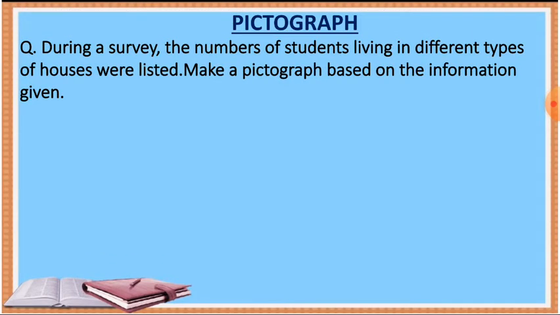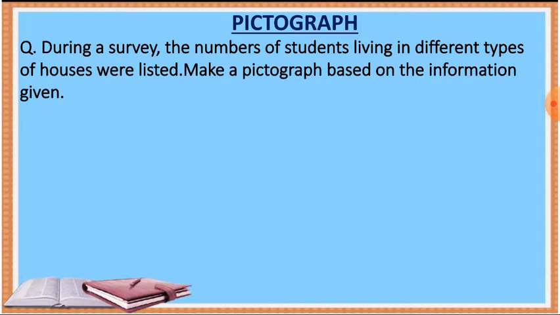Now, the first information given to you is the question. During a survey, the numbers of students living in different types of houses were listed. Make a pictograph based on the information given. So students, here the information of students living in different types of houses is given to you. You have to make a pictograph.